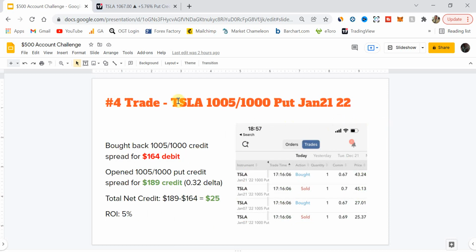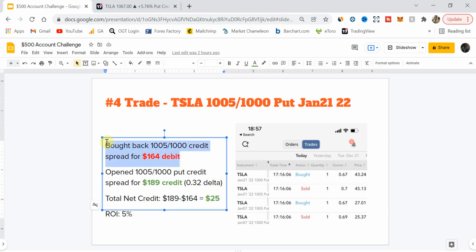So for those who remember, in part 3 I sold the 1005 put, and I bought the 1000 put as protection. So the difference between 1005 and 1000 is $5. So they're $5 strikes, and they were expiring on January the 7th, 2022. So that was trade number 3 that I put on. And then what I did, as I mentioned, is I bought back that option. So I bought back the 1005 and I sold the 1000, which cost me $164.